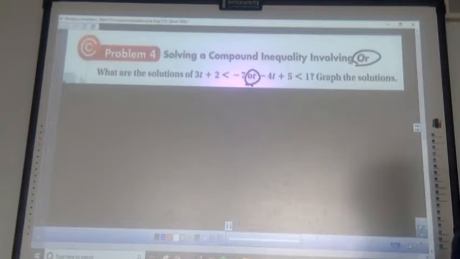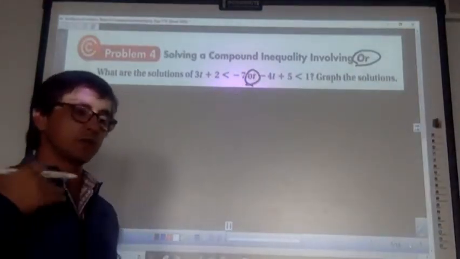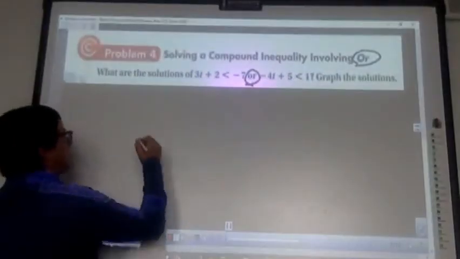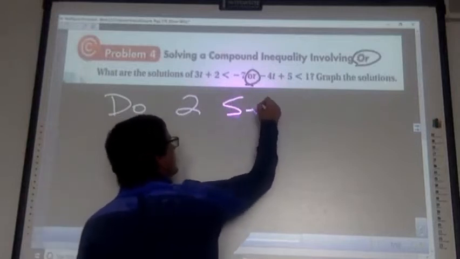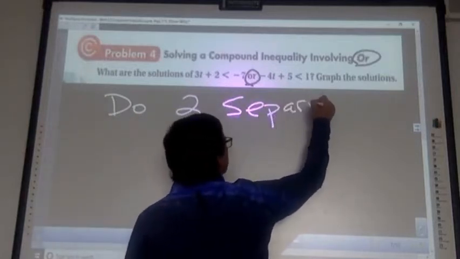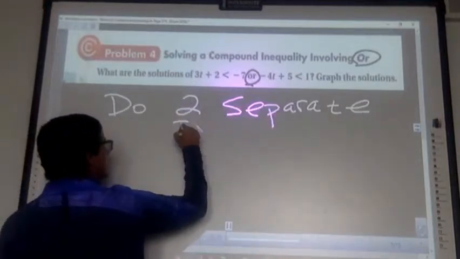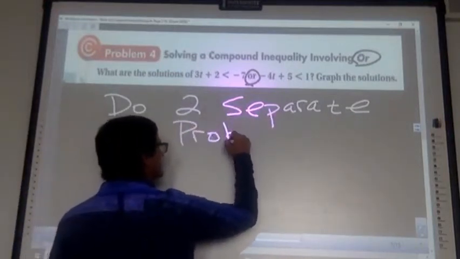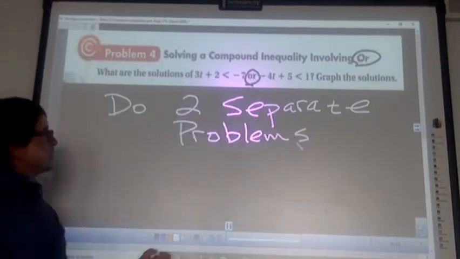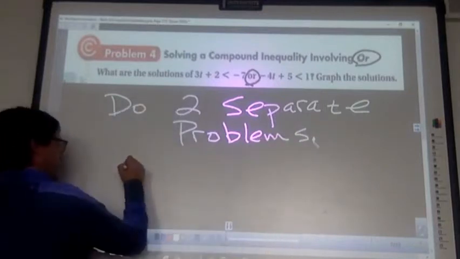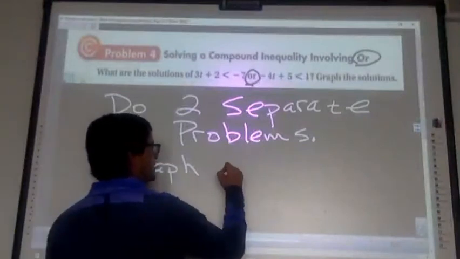So, OR inequality, write this one down. When you do an OR inequality, you just do 2 separate problems, okay? Because people get all confused on this kind of problem. We're just going to do 2 separate problems, but we are going to graph them on the same number line.